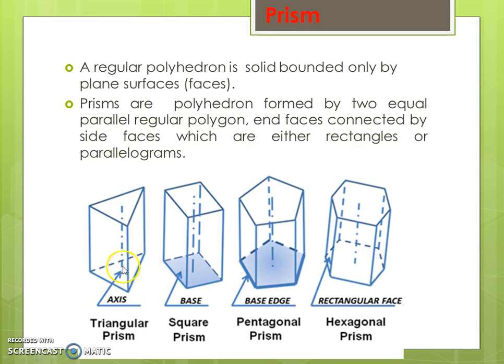The two end faces are also called bases. If the center points of the two bases are joined, we call that line the axis. This is the base, this is the base edge, and the faces joining the two bases are rectangular. From each point we can join, and it forms a rectangular face. In a triangular prism, 3 rectangular faces are there; in a square prism, 4 rectangular faces. Like that, depending on the number of sides of the polygon, we have a number of faces.